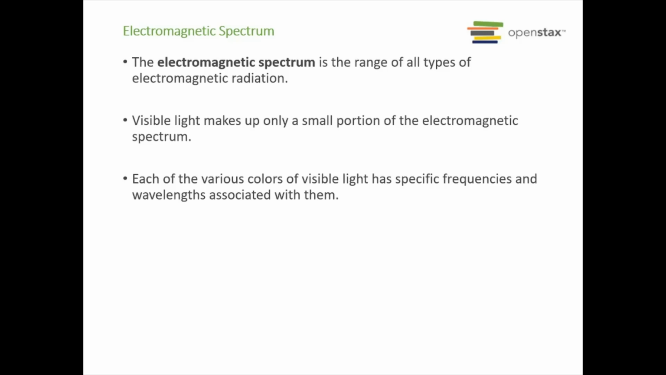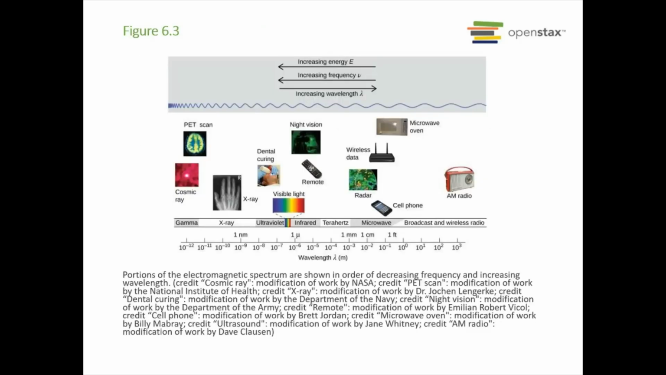So let's talk about the electromagnetic spectrum. And this is the range of all types of electromagnetic radiation, more so than just the visible spectrum of light. The visible light, which is the colors that we see, is only a teeny portion of the spectrum. And each color of visible light has a specific frequency and wavelength associated with it. So here is a picture showing the different wavelengths for the electromagnetic spectrum and where some of these wavelengths are used. And this is, again, only really portions of it.